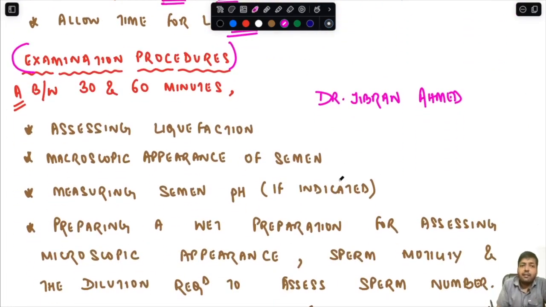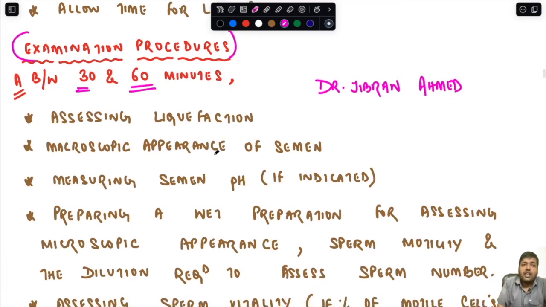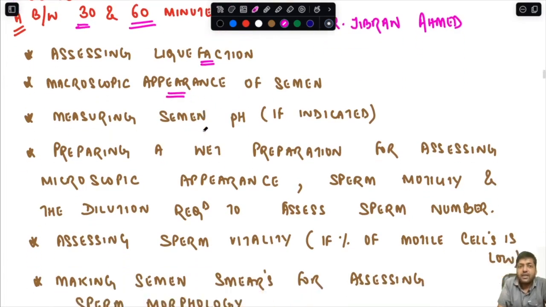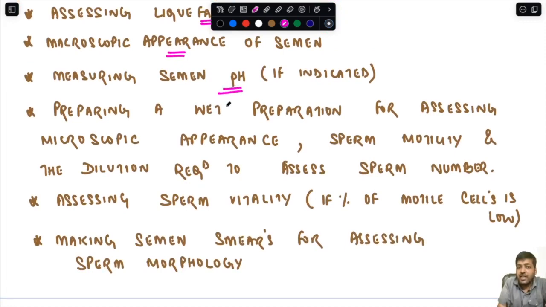Then the examination procedure. Between 30 and 60 minutes, what are the things that you should do? Number 1, assess the liquefaction. Number 2, microscopic examination of the semen, measuring the semen pH if indicated, and preparing a wet preparation for assessing microscopic appearance, sperm motility, and the dilution required to assess the sperm number. These three things are done in the wet preparation. Also, you can assess the sperm vitality.